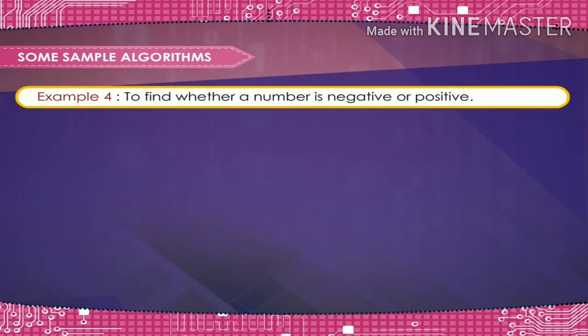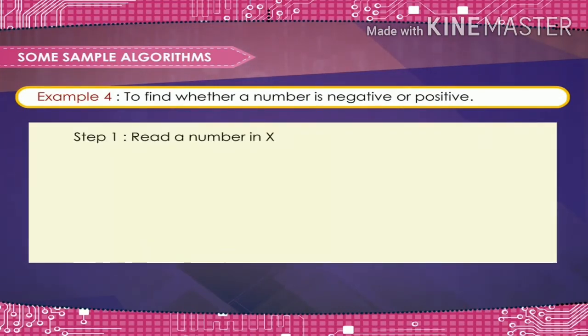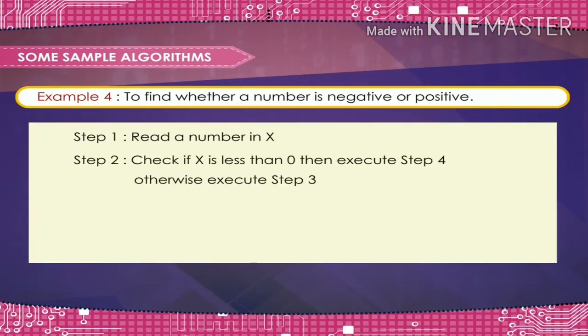Example 4. To find whether a number is negative or positive. Step 1. Read a number in X. Step 2. Check if X is less than 0, then execute step 4. Otherwise, execute step 3.